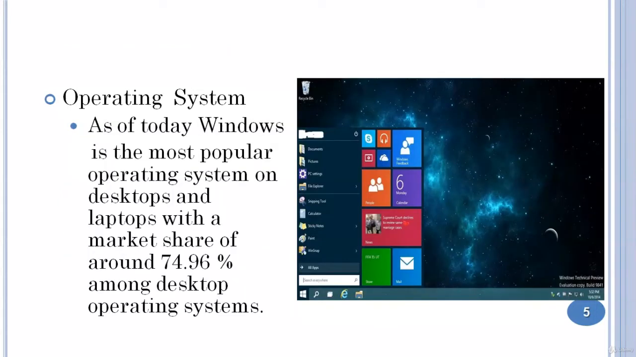Now, as of today, Windows is the most popular operating system on desktops and laptops, with a market share of around 74.96% among the desktop operating systems. Okay, and among the Windows family of operating systems, the most popular is the Windows 10 operating system.